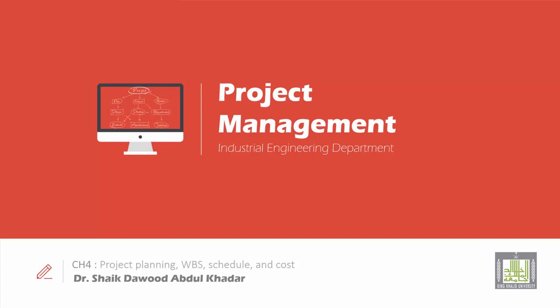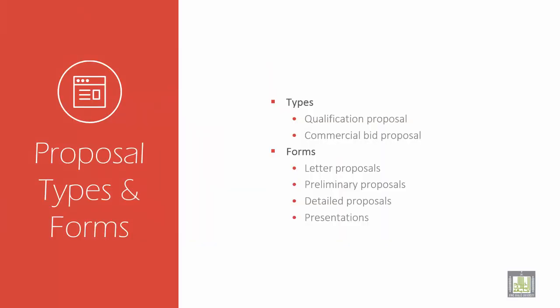Okay. Proposal types and forms. What are the proposal types? We have many proposal types and forms. So types, like we have qualification proposal, then commercial bid proposal. So what is this qualification proposal actually? They also call it a request for qualification, although they also call it RFQ, that is request for qualification.